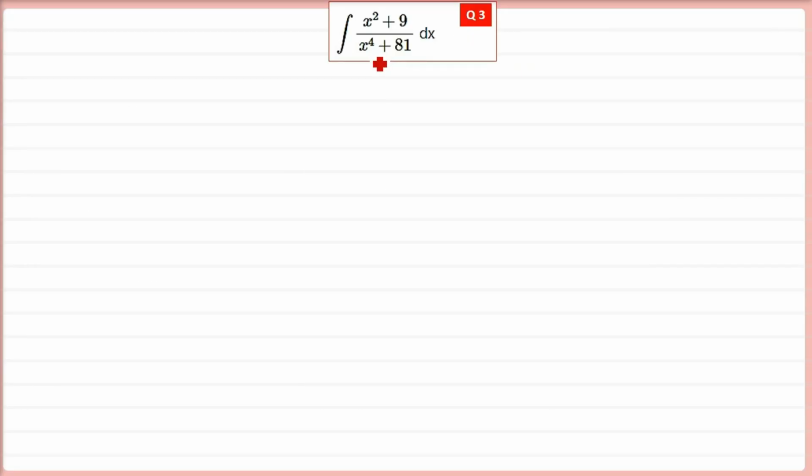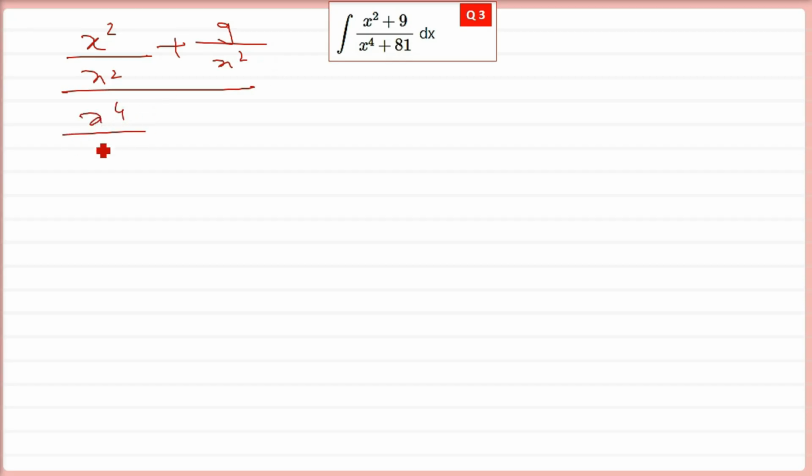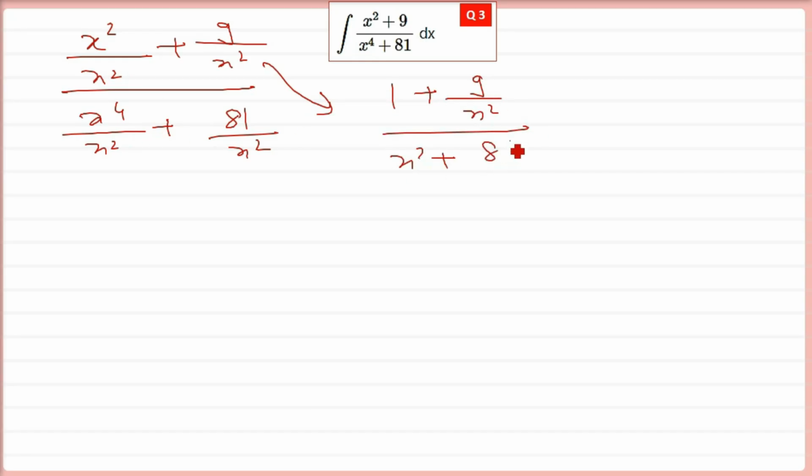Now this one is x square plus 9 divided by x raised 4 plus 81. Same concept we are going to apply. First we will divide everything by x square. That is x square by x square plus 9 by x square divided by x raised 4 divided by x square plus 81 divided by x square. So this will be 1 plus 9 by x square divided by x square plus 81 by x square.